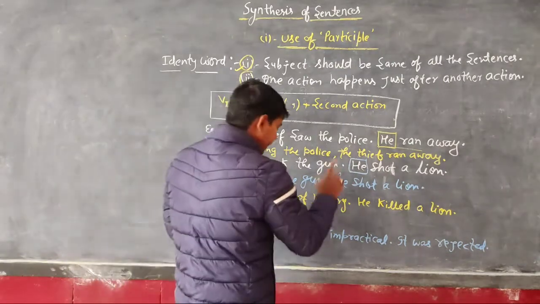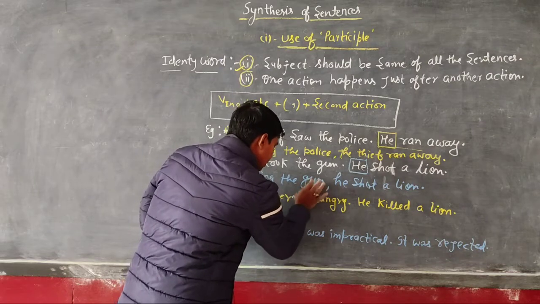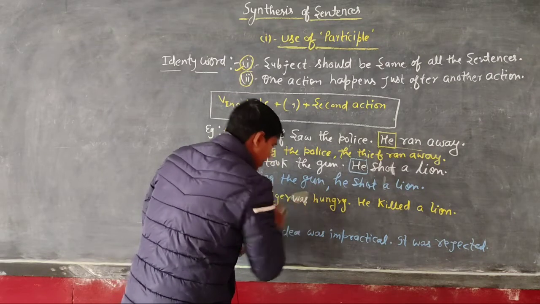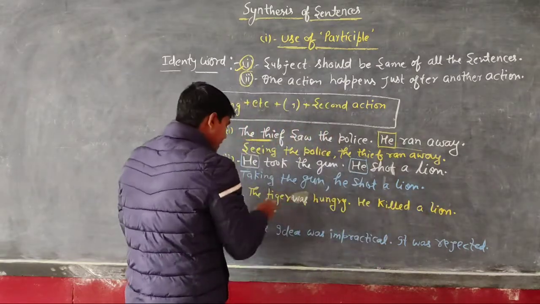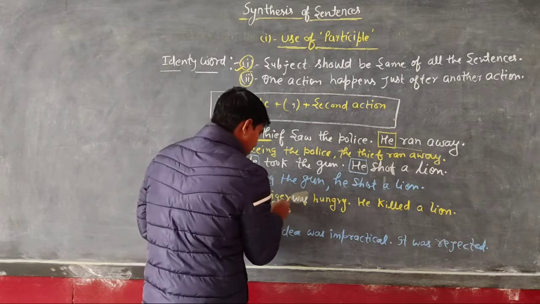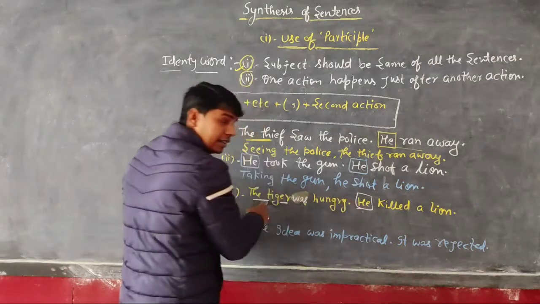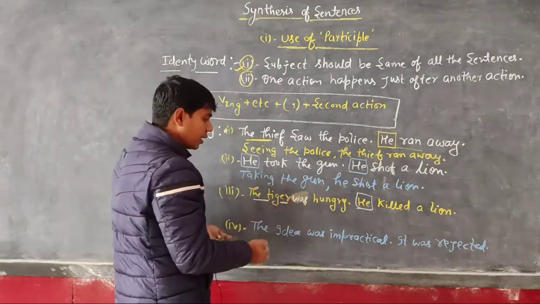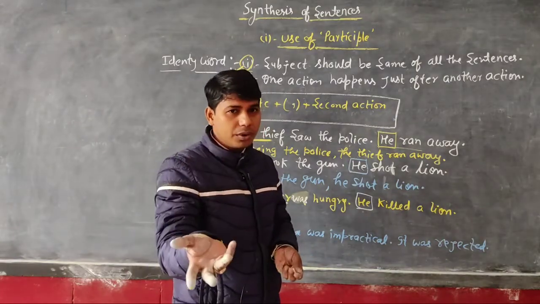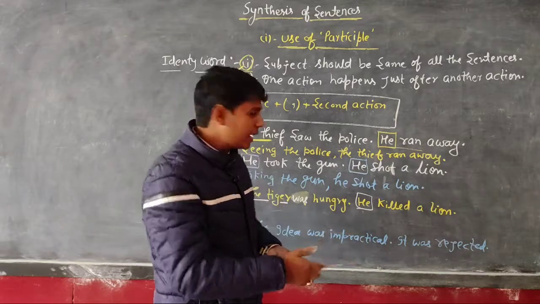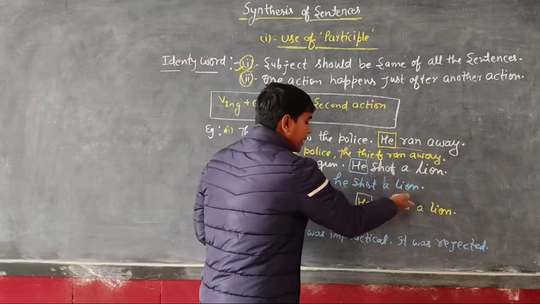Okay. Now see the third question. The tiger was hungry. He killed a lion. So in that sentence tiger is the subject, and in that sentence he is the subject, and the word he is used for the tiger. So both are the same. Suppose that I am hungry today, so I will eat the food tomorrow? No, at once I will eat, just after. So he killed the lion. Just one action happened just after the other action.